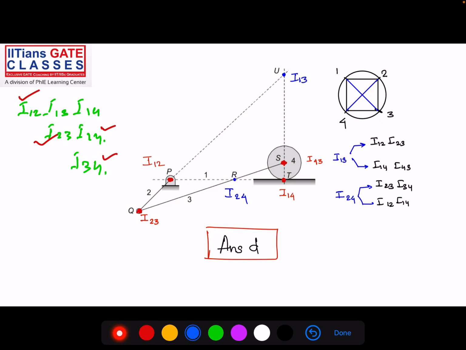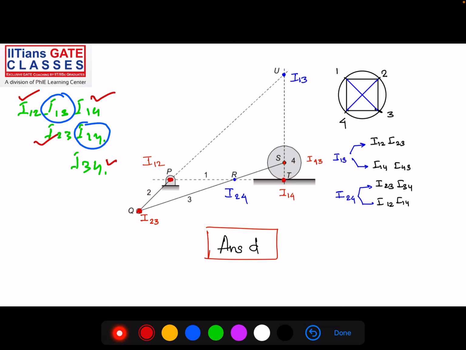Basically what I don't know is I24 and I13. These are the 2 instantaneous centers I have to find out. So how do we find them? Using the circle diagram.